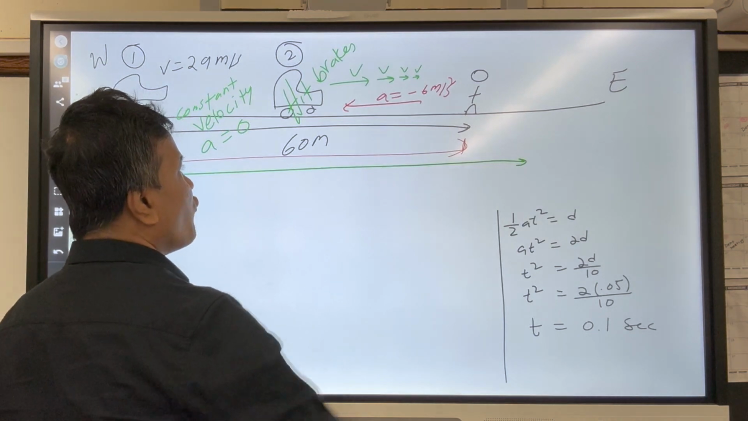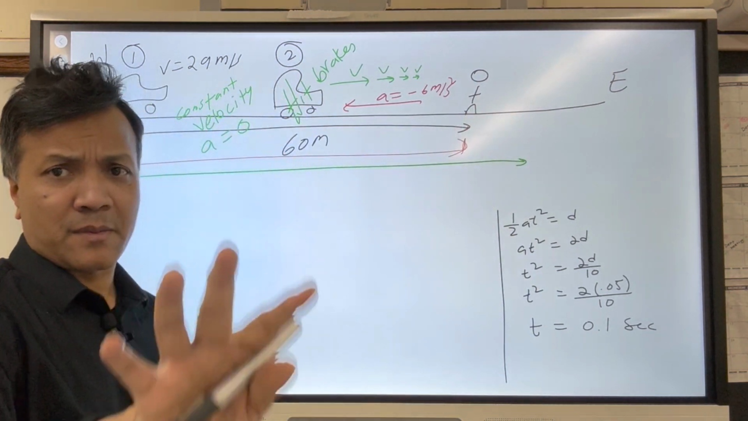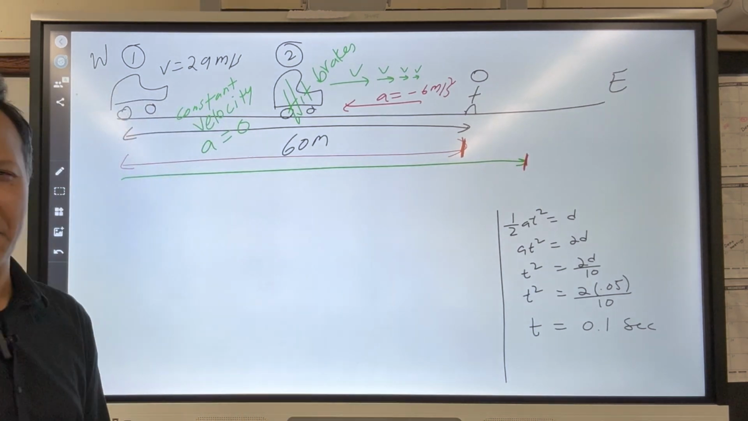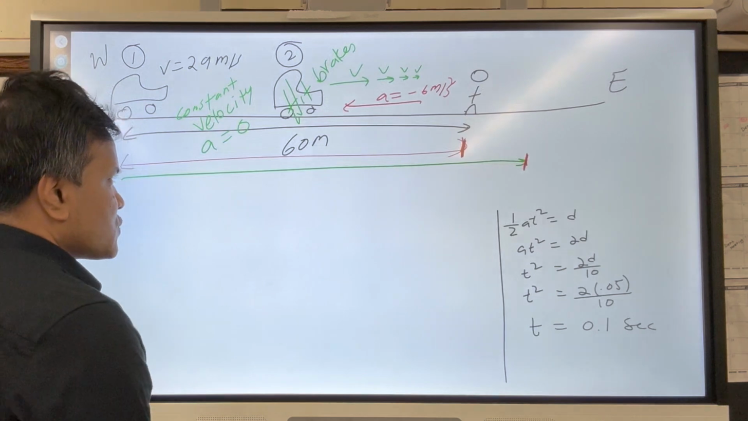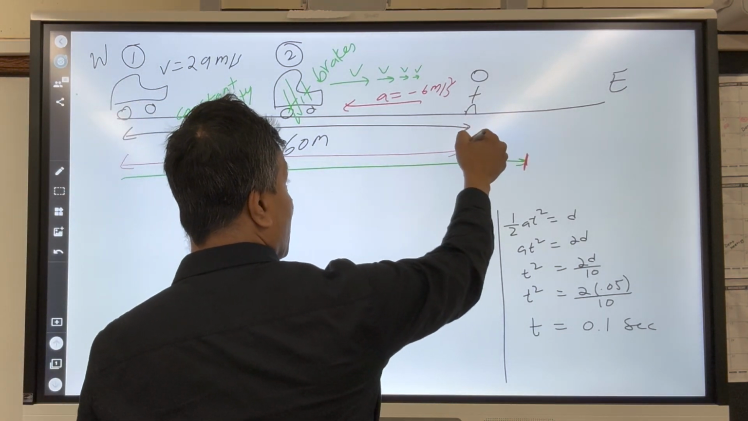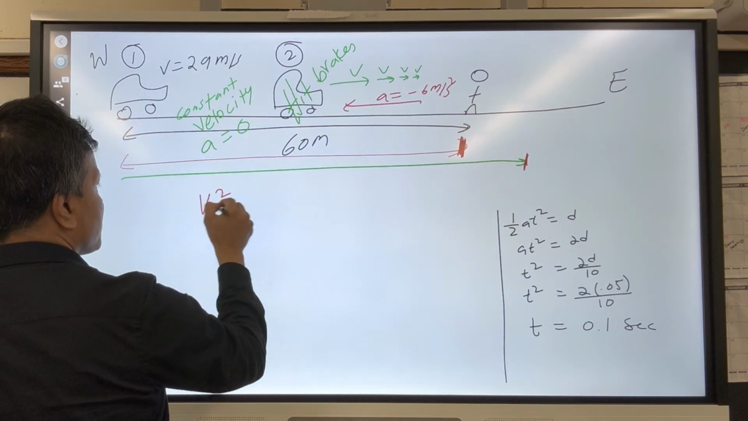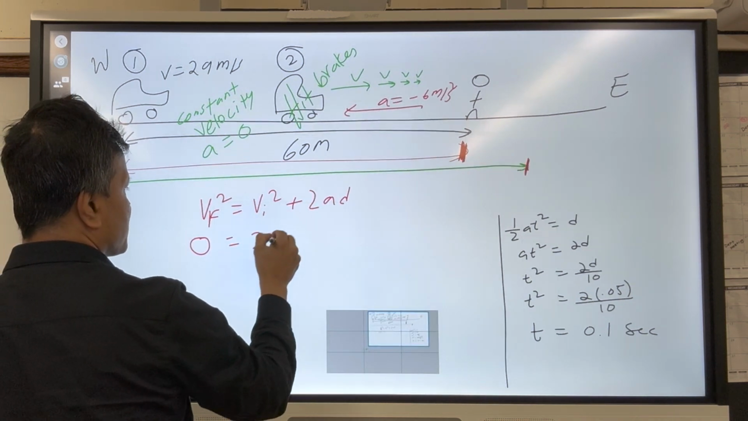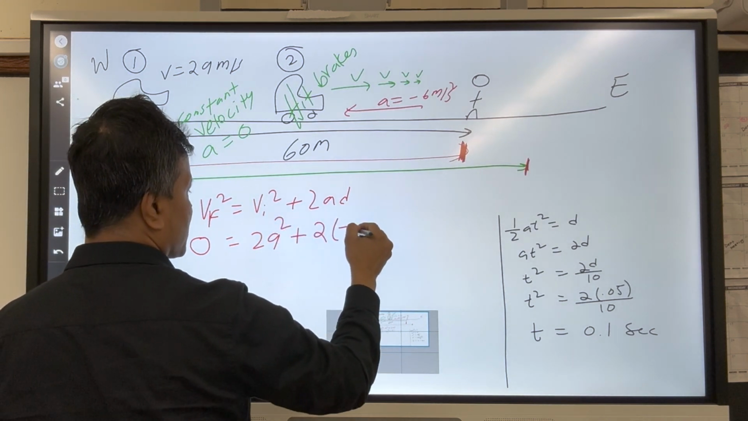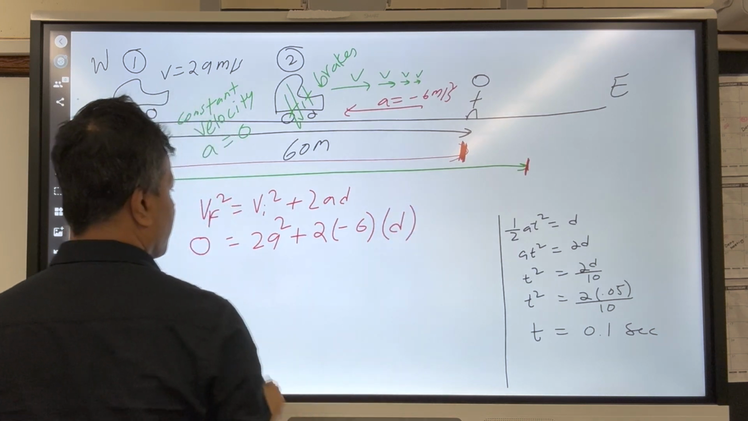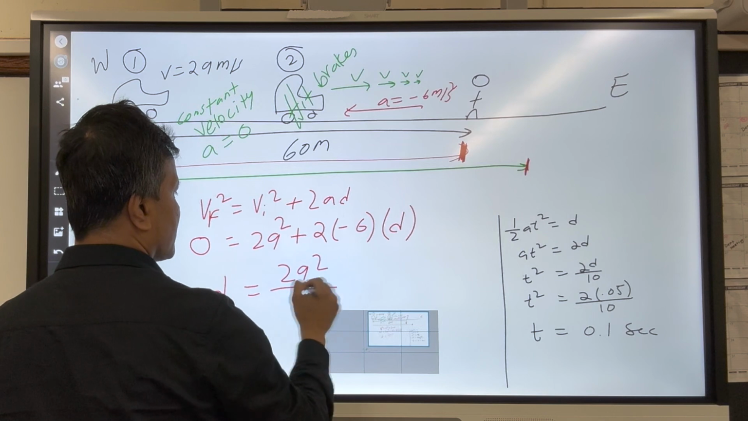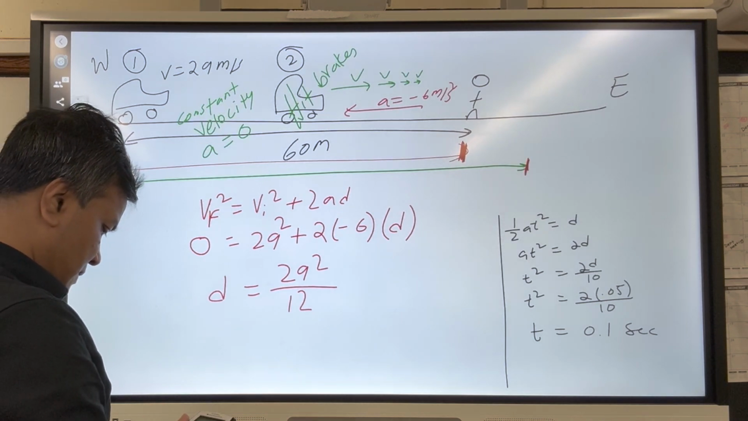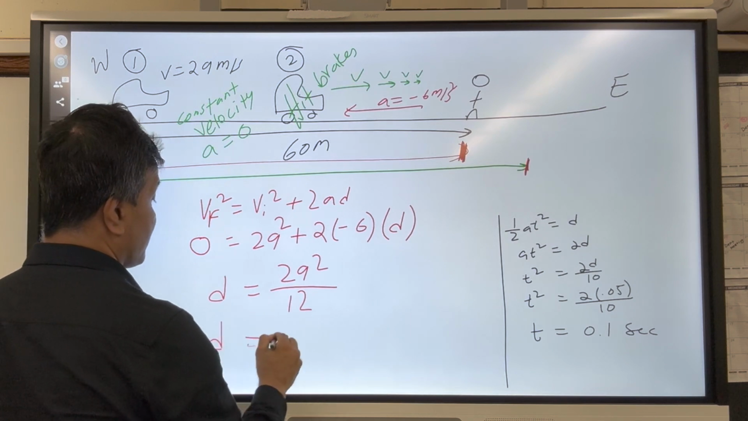Now, hopefully, somewhere your final velocity is 0, and hopefully that's this point. If your final velocity is 0 over here, then you are stopping. So Vf squared is equal to Vi squared plus 2ad. Your final velocity is 0, Vi squared is 29 squared, plus 2 times negative 6 times D. You are trying to find D. So D is 29 squared divided by 12, which is, I believe, 70. So D is 70.